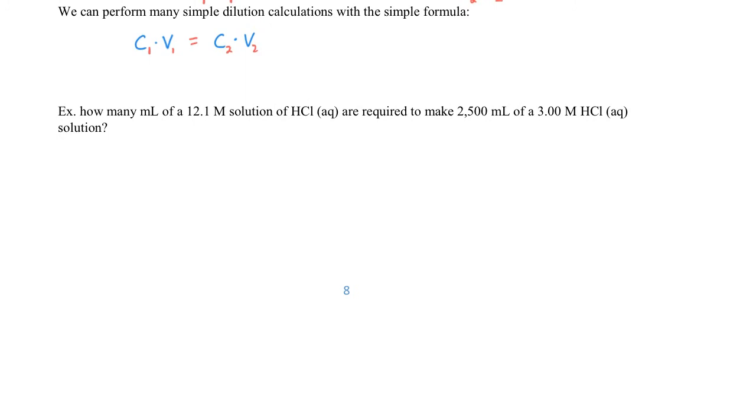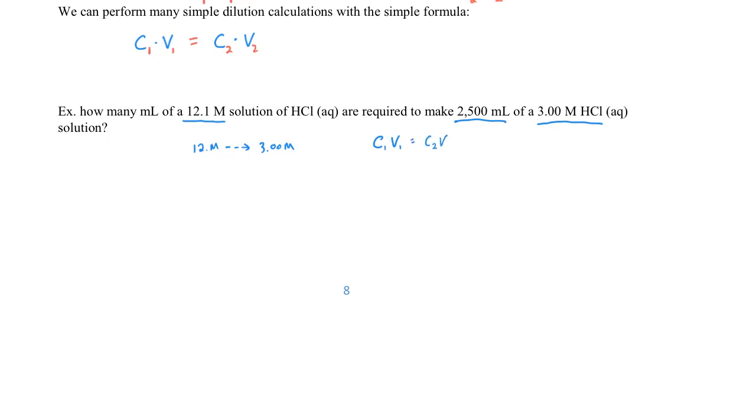How many milliliters of a 12.1 molar solution of HCl are required to make 2,500 milliliters of a 3.00 molar HCl solution? The first thing to notice is that this is a dilution problem. We're going from a more concentrated solution, 12.1 molar, to a less concentrated solution, 3.00 molar. We're seeing the molarity decrease. That's a dilution.